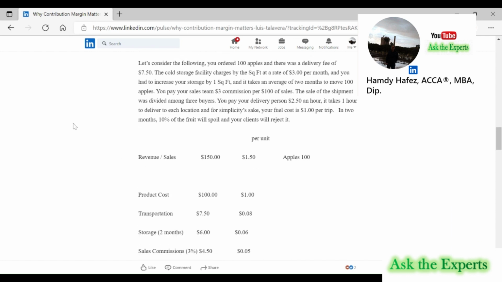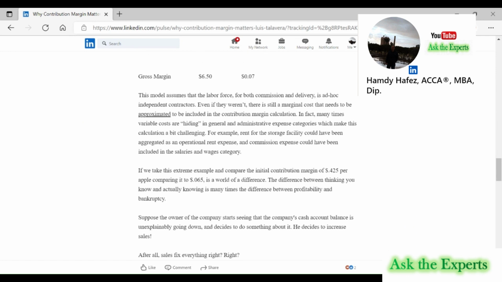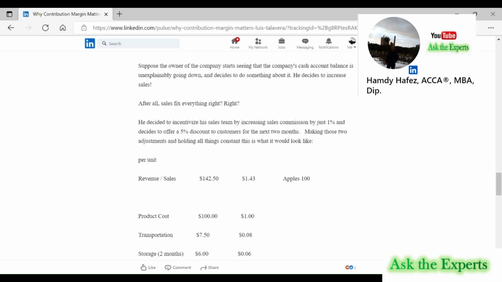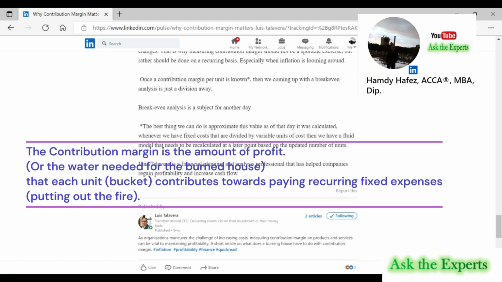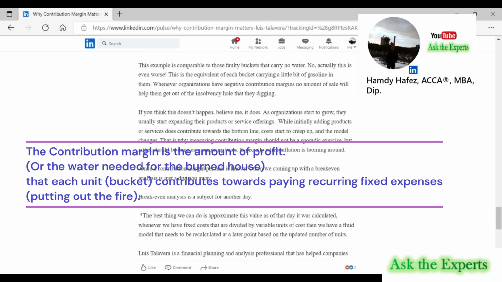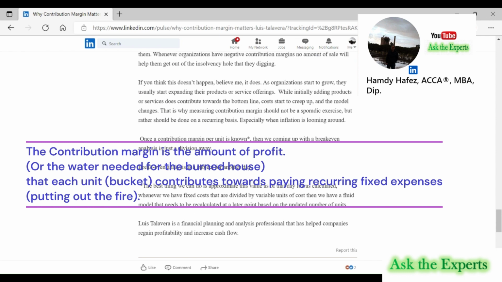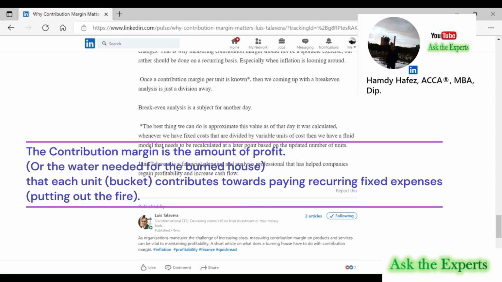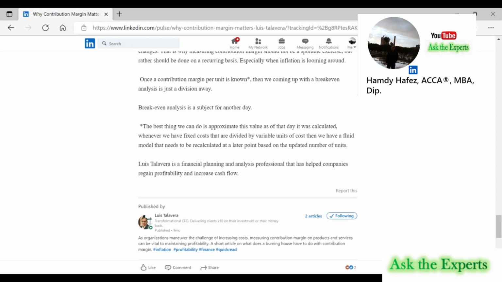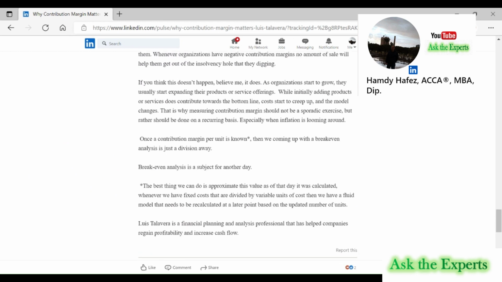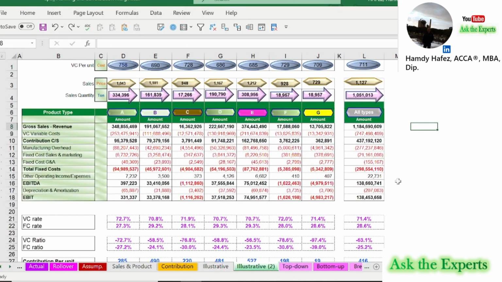In his article, he featured a good example of the contribution margin by linking it to a practical case about a burned house. Then he concluded that the contribution margin is the amount of profit, or the water needed for the burned house, that each unit, bucket, contributes towards paying recurring fixed expenses, putting out the fire. Finally, he concluded that measuring contribution margin should not be a sporadic exercise, but rather should be done on a recurring basis, especially when inflation is looming around.